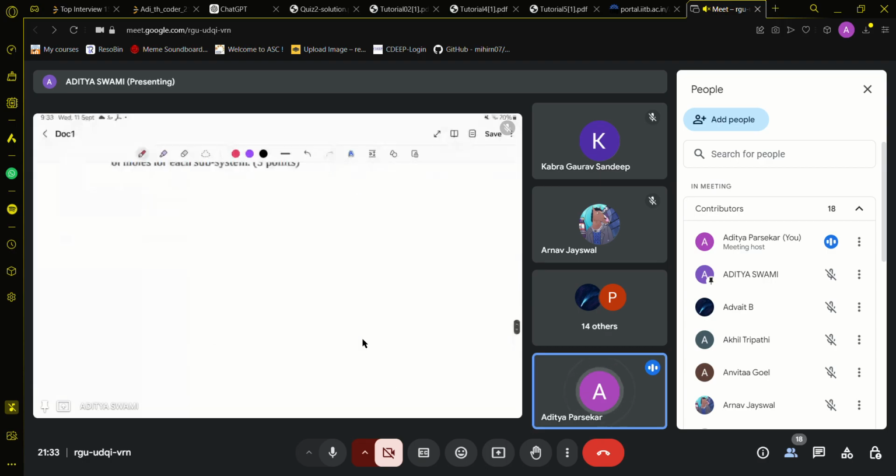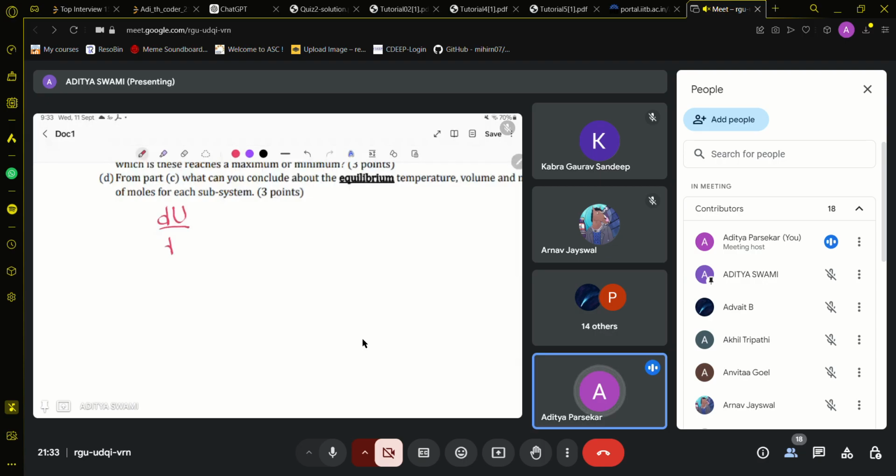So again, for this question, the first step is to write the energy balance. The total system is isolated, so the energy balance is quite simple in this case. dU/dt is going to be equal to 0 here, where U is the summation of U_i, the sum of the internal energy of the three systems. This is for the overall system.